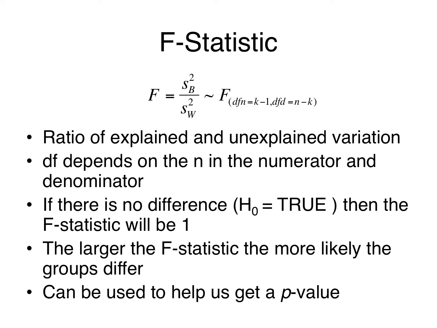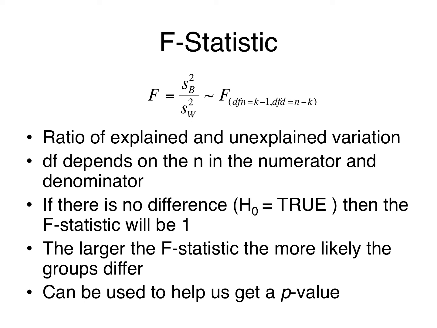So we can use our F-statistic to get a p-value. And this p-value will answer the question, what is the probability of obtaining a test statistic equal to 10 or larger merely by chance, given that our F-statistic equals 1, which means that all group means are equal. If our p-value is less than our significance level, which is usually 0.05, we reject the null hypothesis and conclude that we have evidence to believe that at least one of the means is different from the others.